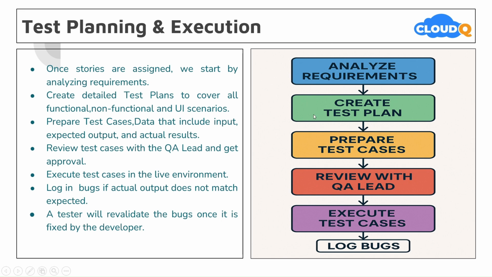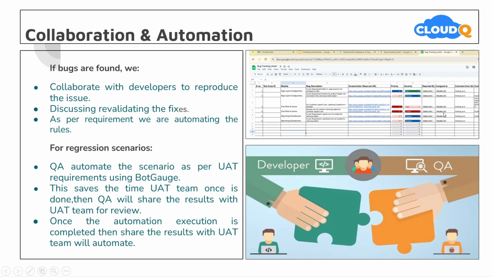Then next topic is about collaboration and automation. When bugs are found, QA works with the developers to reproduce the issues and understand the root cause. And once the bug is fixed, QA revalidates the fixes to ensure that it works correctly. If needed, automation is implemented based on the requirement.